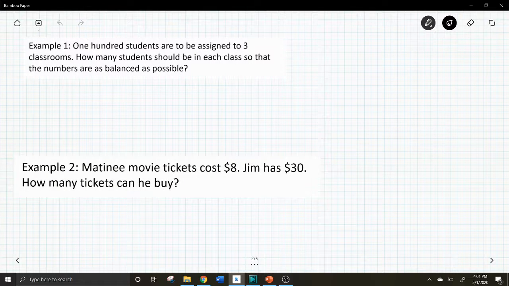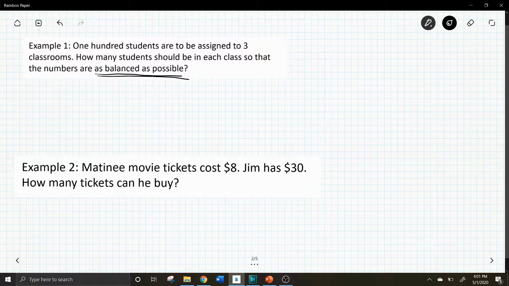So our first example, and as you can see, I typed these out beforehand so I didn't have to write them out because my handwriting on here is pretty bad. Example 1, 100 students are assigned to be in 3 classrooms. How many students should be in each class so the numbers are as balanced as possible? So 100 students in 3 classrooms.